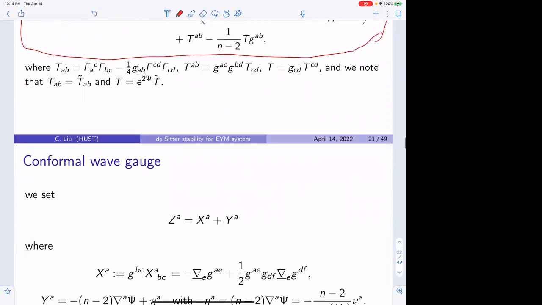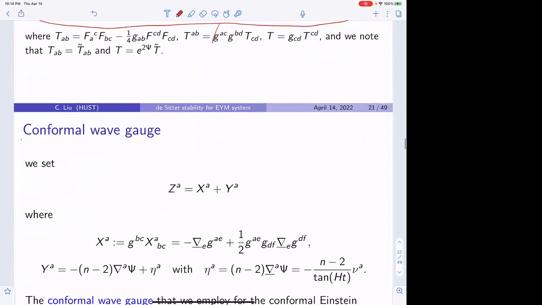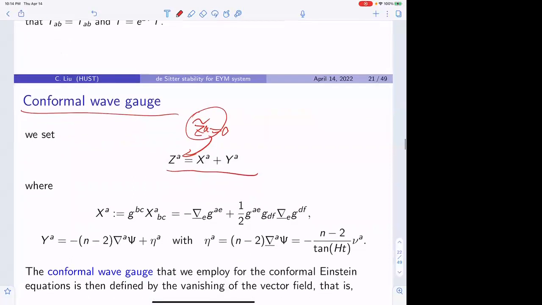Then we introduce the conformal wave gauge. This conformal wave gauge is just the physical wave gauge after the conformal transformation. This physical wave gauge we have given in our main theorem, as we mentioned. So the conformal wave gauge Z^A is just obtained by applying the conformal transformation to Z tilde A, and you get this one.